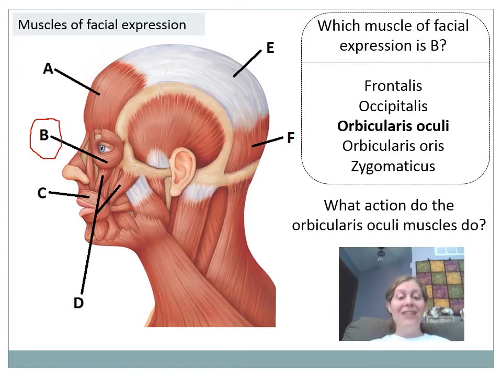So your orbicularis oculi are circles around your eyes, okay? So that's what we're looking at here. What action do our orbicularis oculi muscles do? So I want you to take your two fingers, put them on your orbicularis oculi, and do all sorts of facial expression movements. So go ahead and do that. I'll give you about 5 seconds.